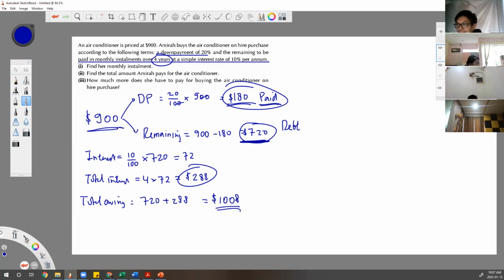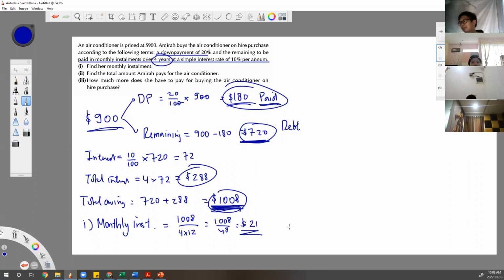Monthly installment. Nah, yang pertama baru cari monthly installment bayar per bulan berapa? Sisanya kan total owing yang segini yang dia harus bayar yang belum dia bayar. 1008 over 4 years. Tapi dia minta monthly, berarti 4 times 12, right? 1008 over 48. Susah loh ini ya. So, you need to extra focus. $21 done for part 1.